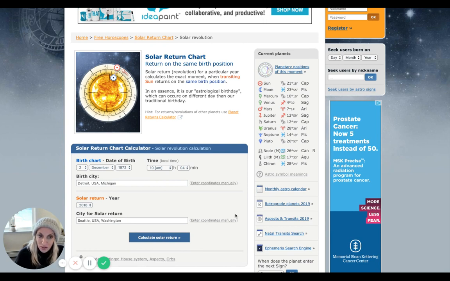astroseek.com, which has a free solar return chart. I like it because you don't have to log in or create a profile. You can just quickly do the chart. But if you do want to store charts, astro.com is another great resource for solar return charts.